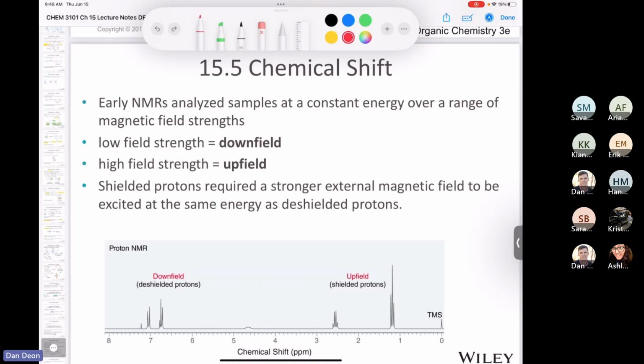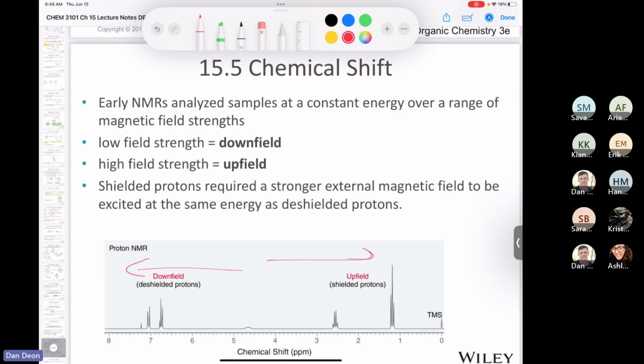So it says shielded protons require a stronger magnetic field to be excited than the de-shielded protons. And that's really all there is to it. Even though we don't do that anymore, this is called a continuous wave spectrum. We don't use these anymore, but the terms have stuck around. And so if I say downfield, I mean this direction.